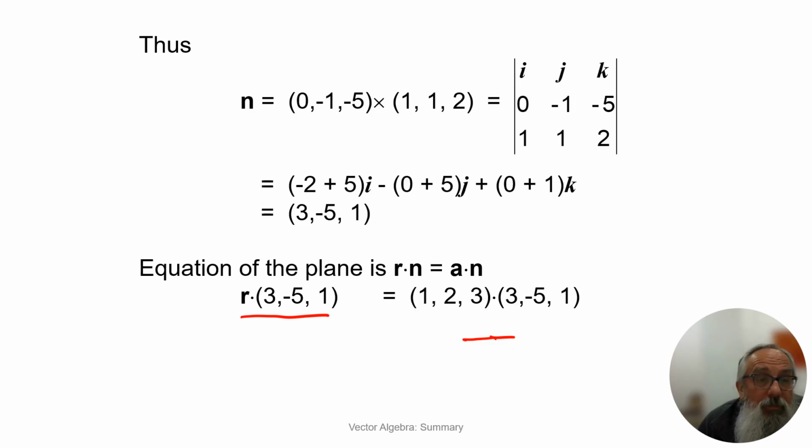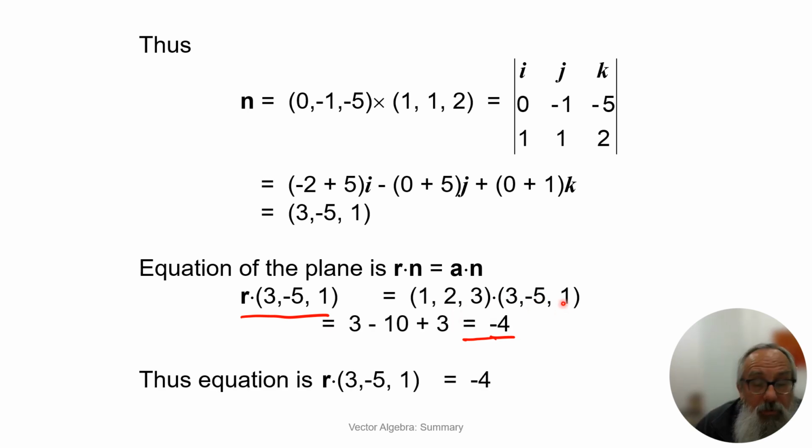to get a normal. So we get the normal (3, -5, 1). r dot this normal is equal to a point in the plane, and the first one could have been (1, 2, 3), it could have been any of the other points, dotted with n to give us this constant. This is minus 4 in this case. So the equation of this plane is r dot (3, -5, 1) equals minus 4.